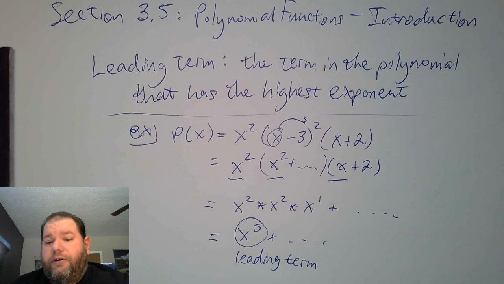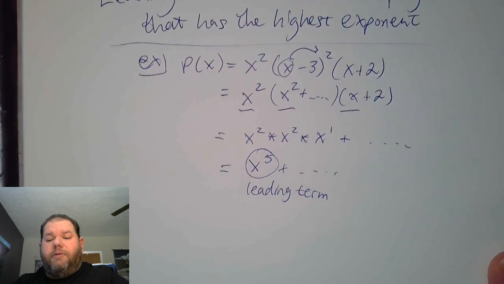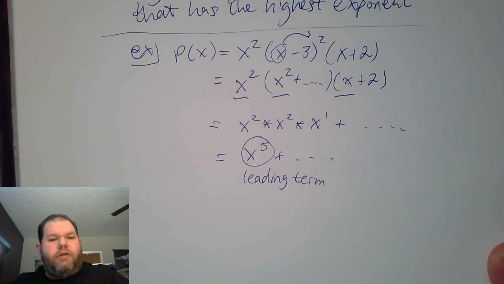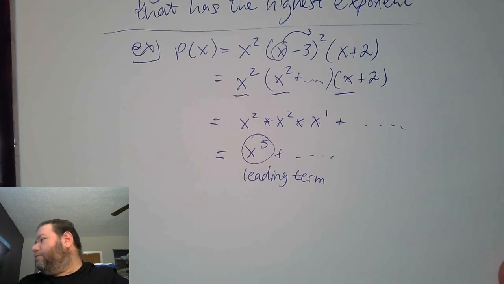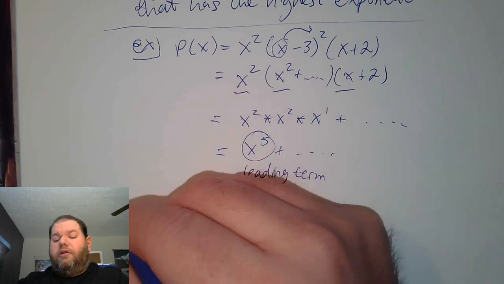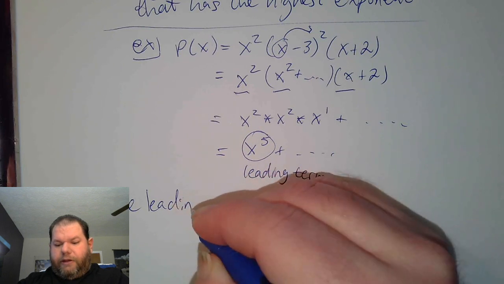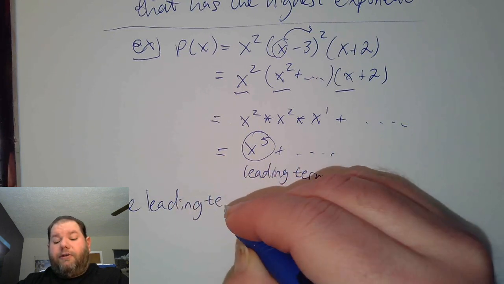Now the leading term determines what happens to the graph at the far left as it continues to the far left and to the far right, beyond where our zeros are, basically. And it also determines how many turns the graph has potentially. So the leading term determines two things.